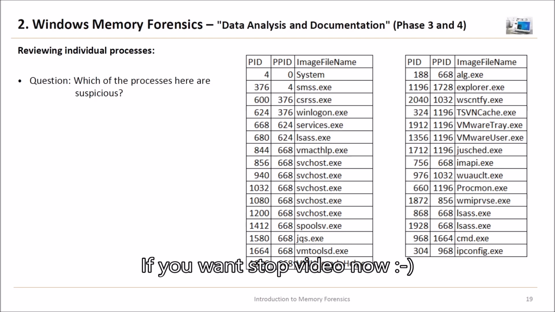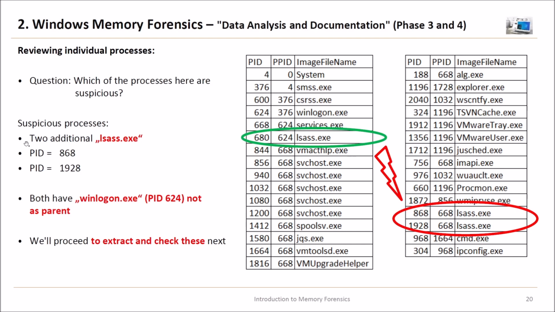And the answer is, we have two suspicious processes here at first glimpse. We have two additional lsass.exe. We know that there should be only one lsass.exe and that it should be started by the 624 here, and this is winlogon. So winlogon starts lsass.exe. But we have two additional ones, the process with the ID 868 and the process with the ID 1928. And these were not started by winlogon, they were started by 668, and 668 is services.exe.